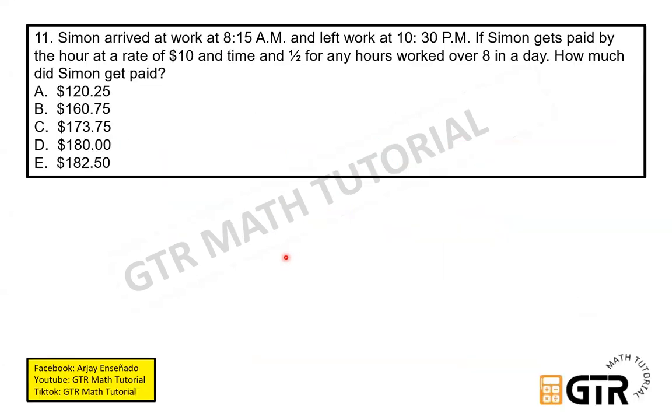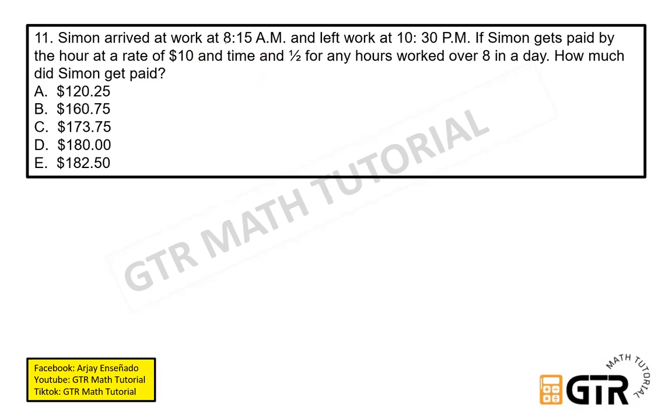Okay, so let's start. Number 11, Simon arrived at work at 8:15 a.m. and left work at 10:30 p.m. If Simon gets paid by the hour at a rate of $10 and time and 1/2 for any hours worked over 8 in a day, how much did Simon get paid? Okay, so magkano ang kinita ni Simon?